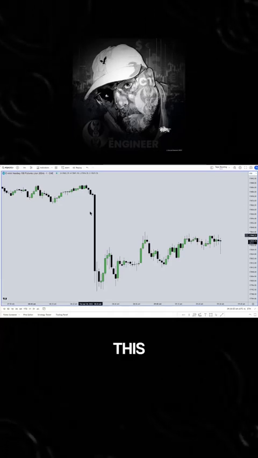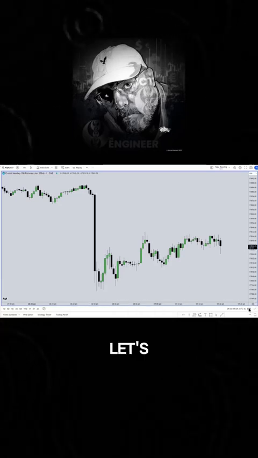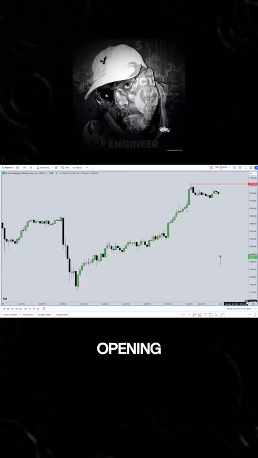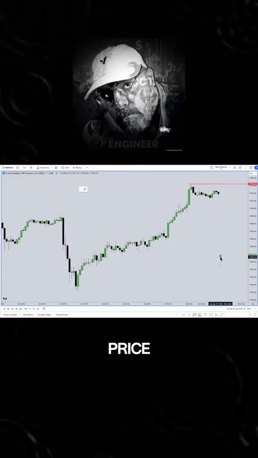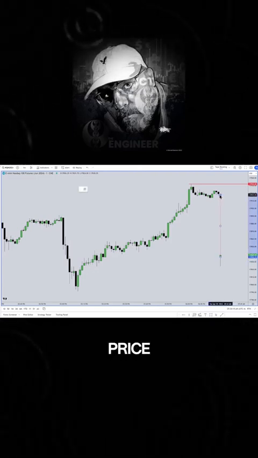Alright, so we have all this SIBI in here. Let's take a look at it from the regular trading hours. You can see our opening range gap. That's here. We're going to highlight that now. Opening price to closing price.